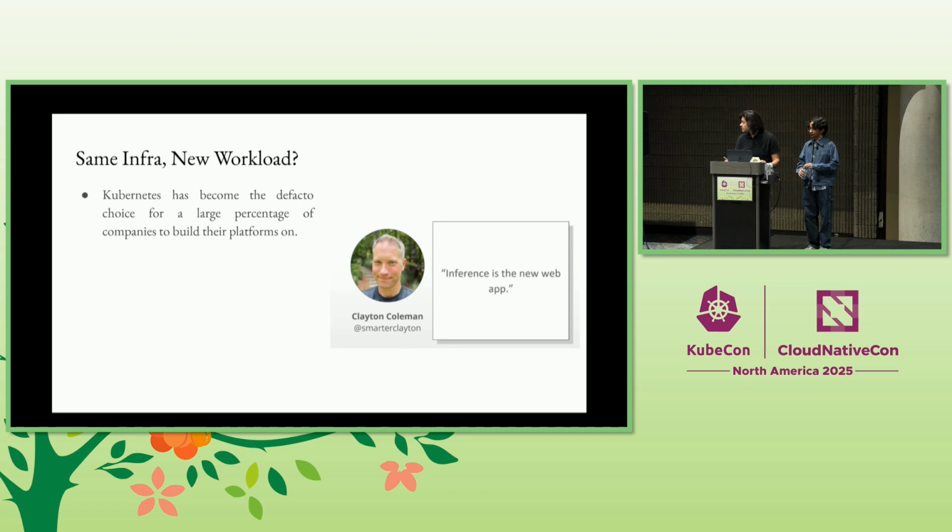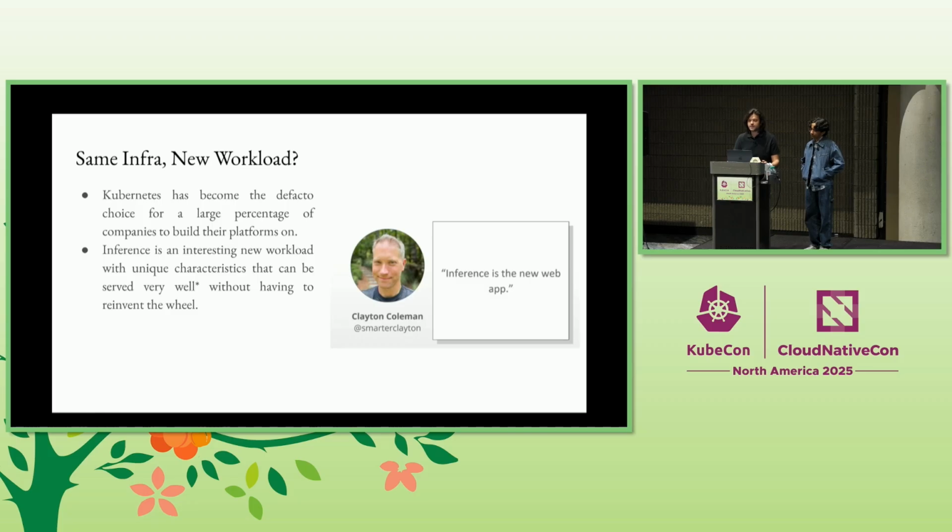And this picture on the right over here is from KubeCon Paris in 2024, where one of the core maintainers of Kubernetes said inference is sort of the new web app. And this is kind of interesting because Kubernetes initially was made for web apps and to scale web apps, and then over time it evolved its core to support newer workloads. And inference is just yet another newer type of workload. So it's an interesting new workload with unique characteristics that we just learned about. And it can be served reasonably well without having to reinvent much of the wheel.